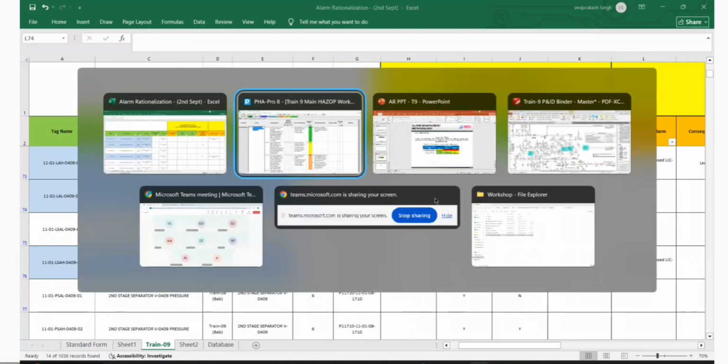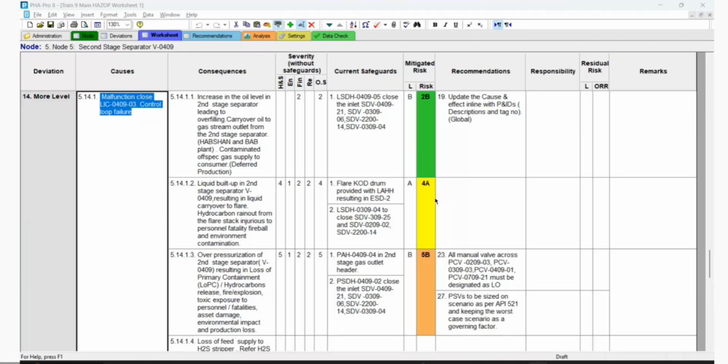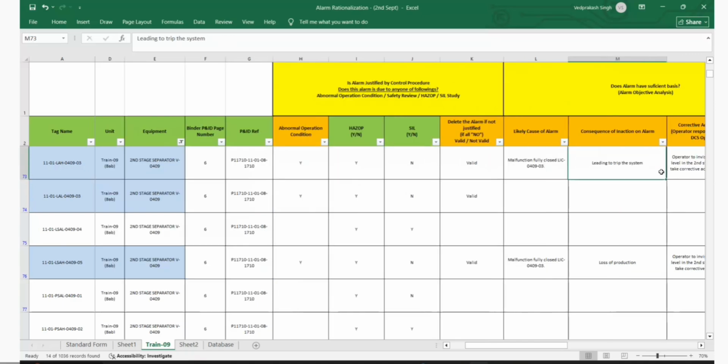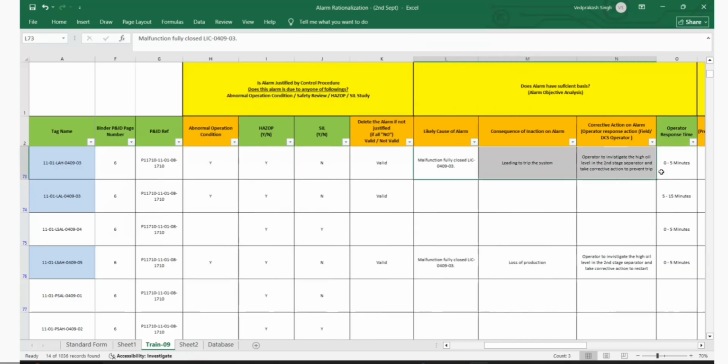What is the LCV number? It's the same, just same LCV number. So malfunction, just full open. Malfunction full open, yeah. Malfunction fully open. Yeah.